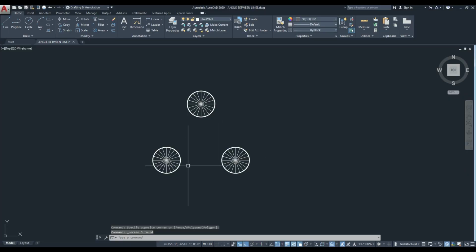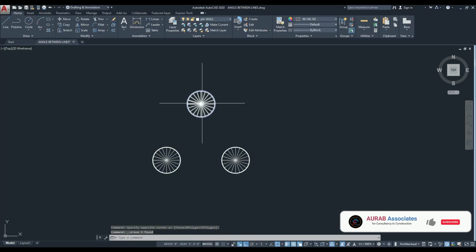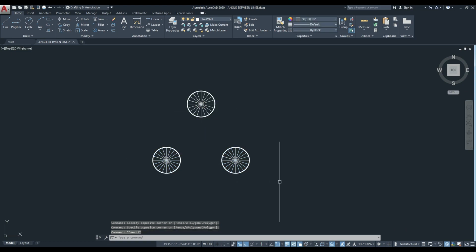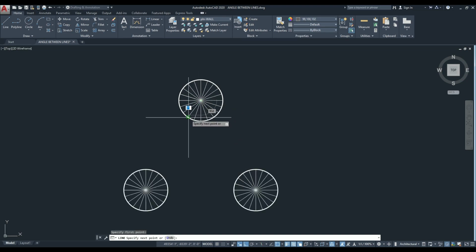Today I will show you how we can measure the angle between the lines. Suppose we have three piles and we need to know the angle between these piles. So what we can do, at first we can draw lines by using the center point of this pile.